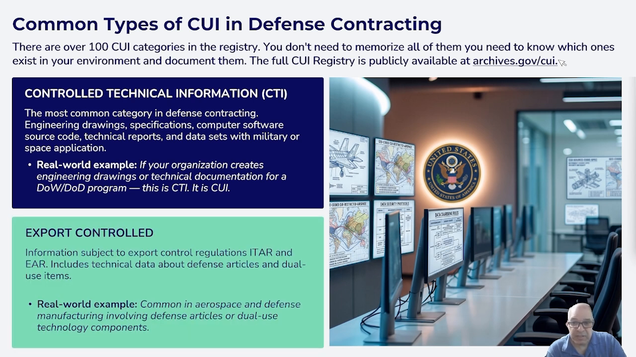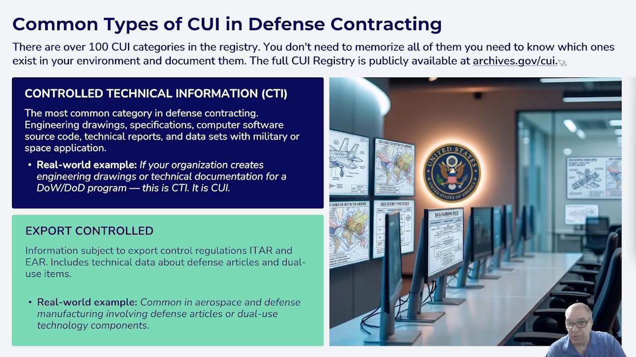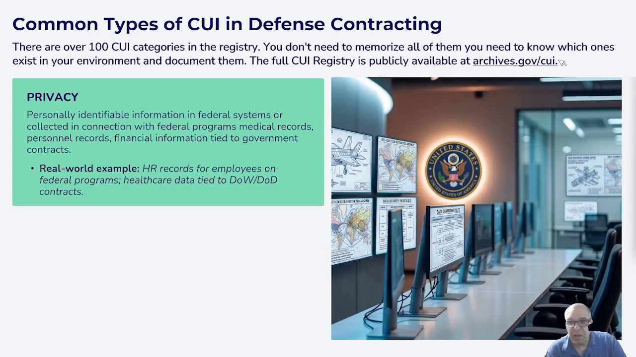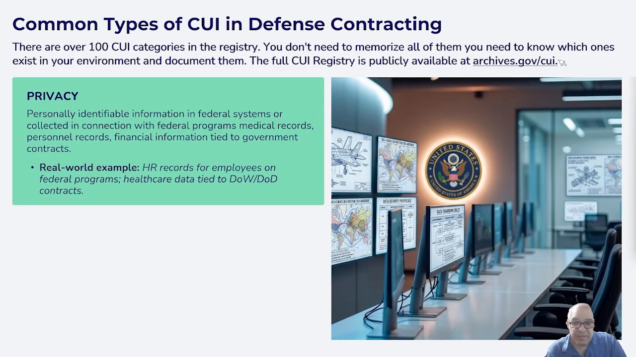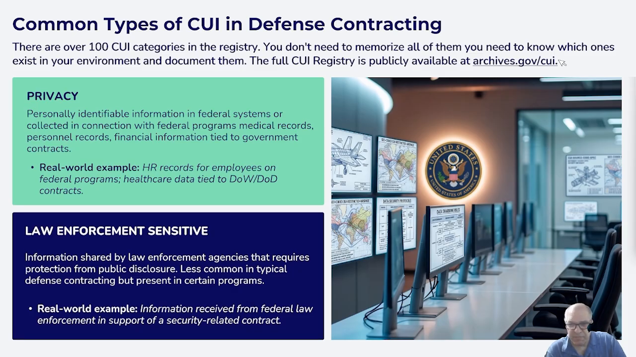Export controlled information is material subject to ITAR or EAR regulations. This may also be common in aerospace and defense manufacturing. If your work involves defense articles or dual-use technology, this category is relevant. Privacy. This is where personally identifiable information is collected or maintained in connection with federal programs. It may appear in HR systems, medical records related to federal contracts, and financial information connected to government programs. Law enforcement sensitive is information shared by law enforcement agencies requiring protection from public disclosure. This may be less common in defense contracting, but may present itself in other programs.